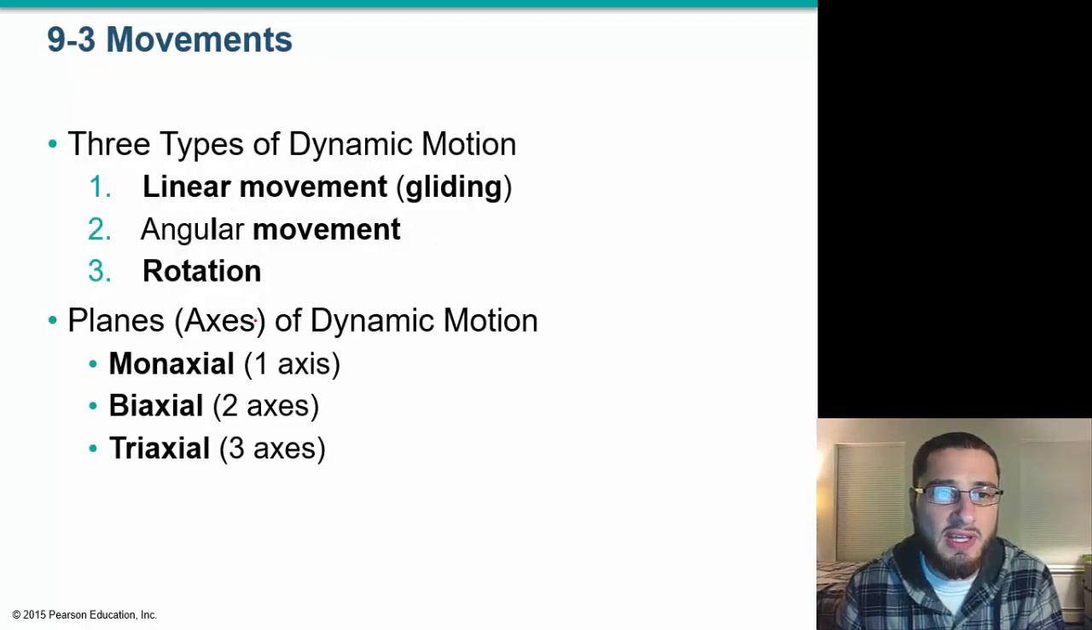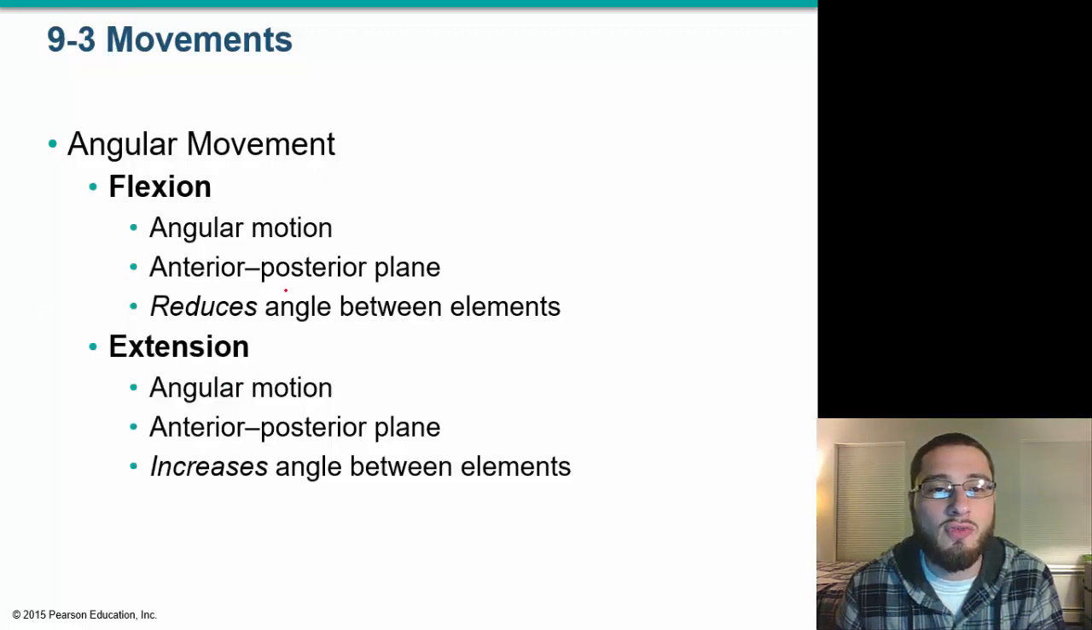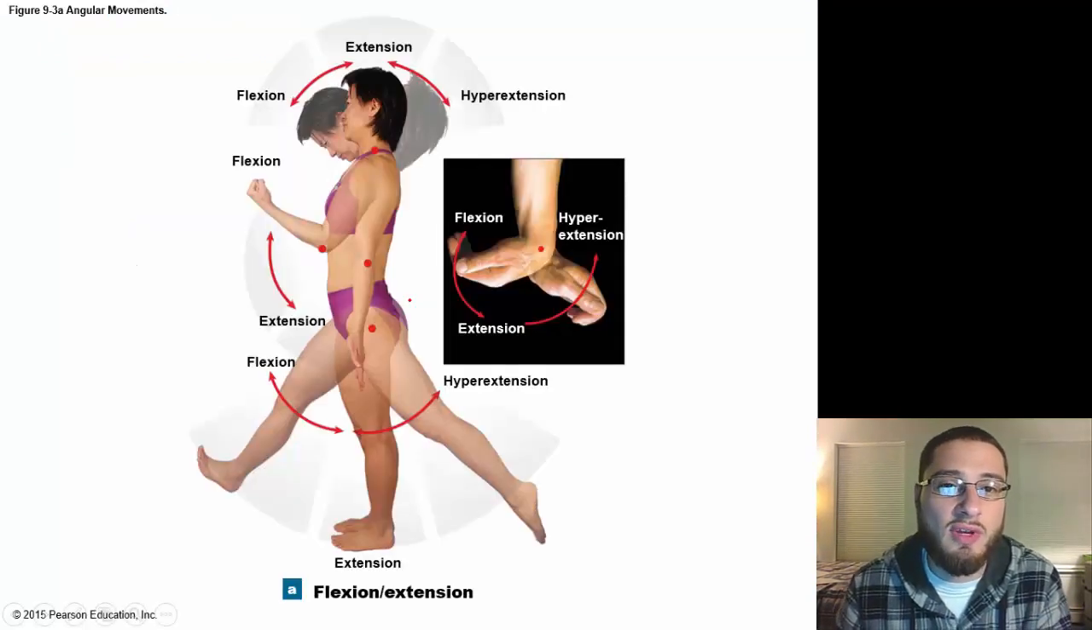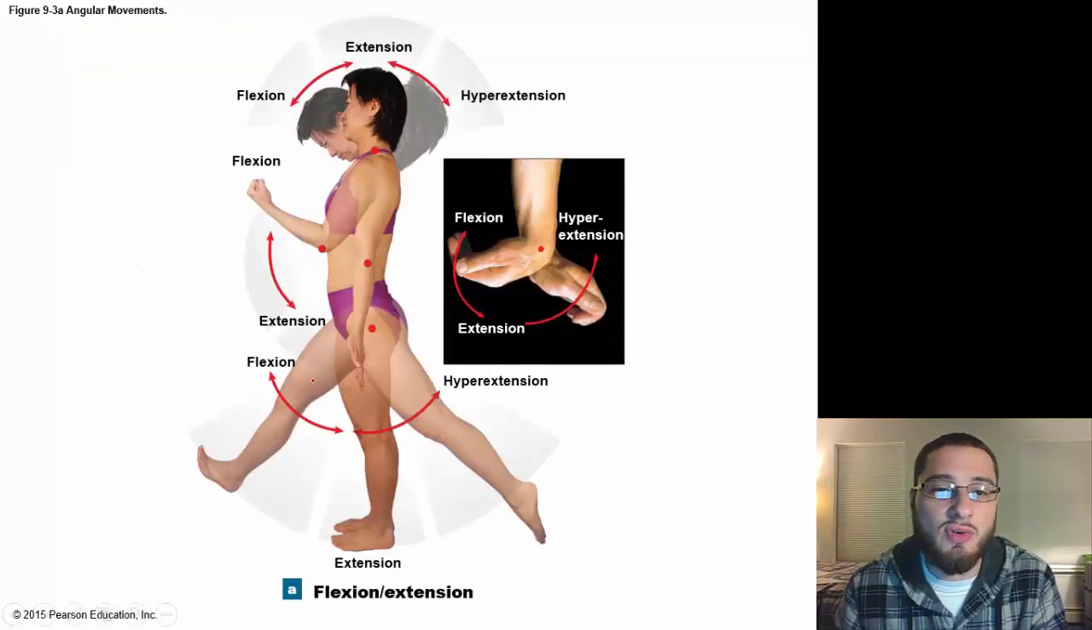Talked about the different planes, the three types of dynamic motion, where we see a gliding motion, angular movement, or rotation. Some terms to know: flexion, okay, when you're flexing, and then extension. Hyperextension is no good. That's going past the anatomical position, past the point that we should be going to. This is just a diagram showing you how you're going to be flexing or extending something. If you go too far, we call that hyperextension.